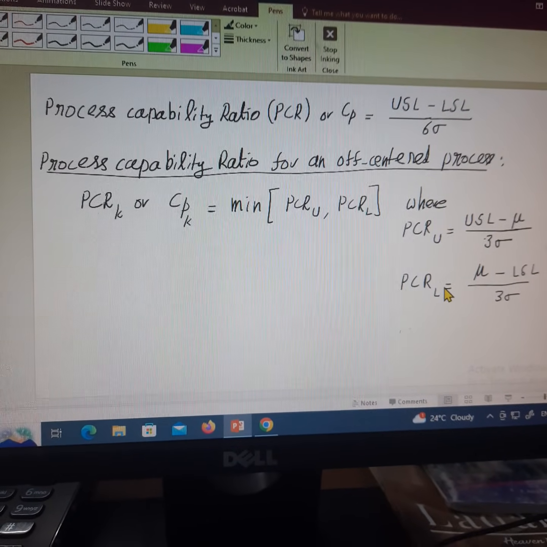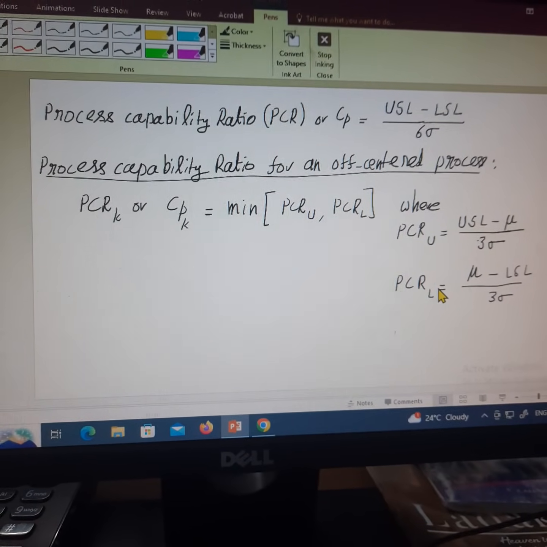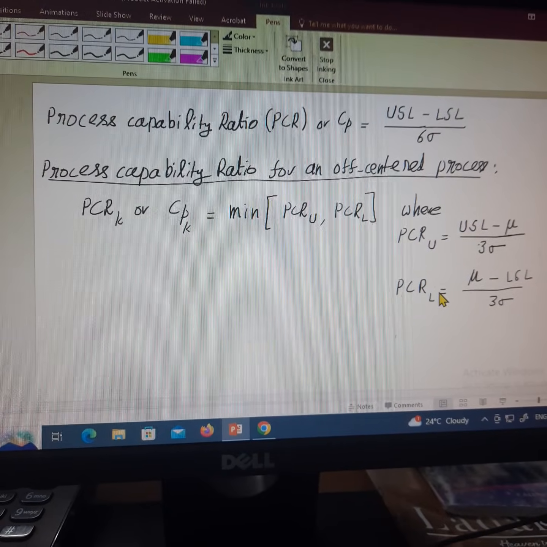Students, we will discuss process capability ratio and process capability ratio for an off-centered process.